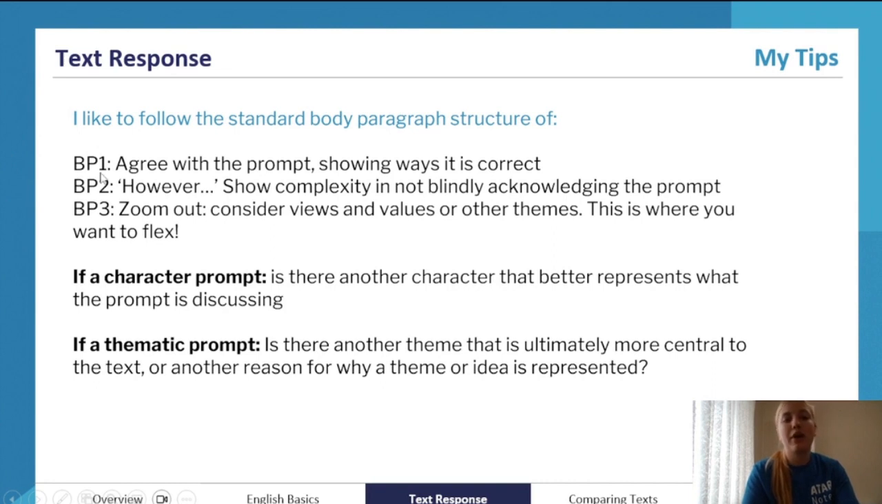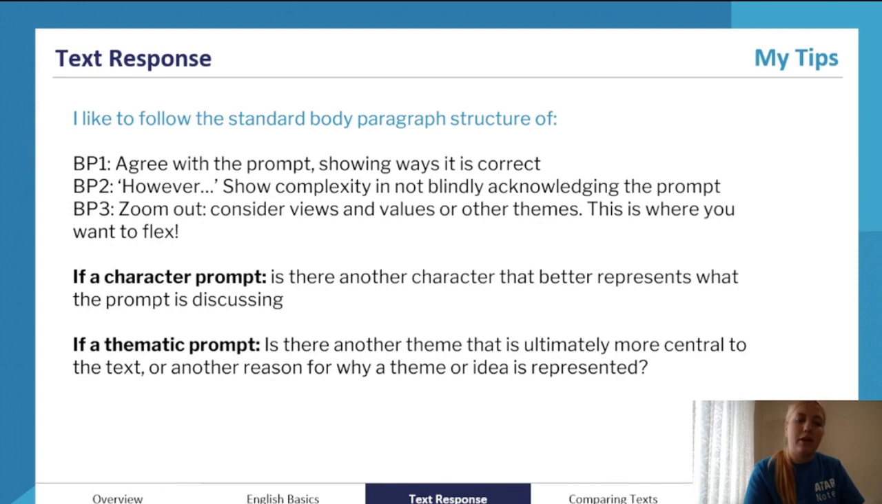Your first body paragraph could be agreeing with the prompt and showing ways it is correct. This will be the most simple argument that you have, but it is necessary to establish and justify the crux of the prompt. Your second argument can be, however, where you will be showing some complexity by not blindly acknowledging the prompt and arguing basically with what you did in body paragraph one.